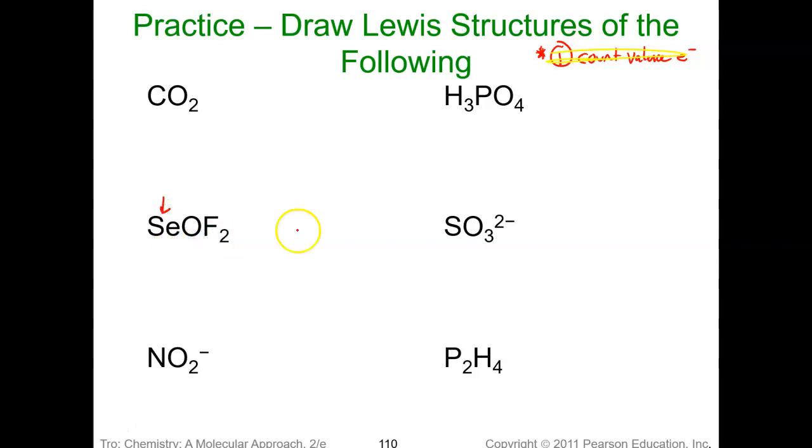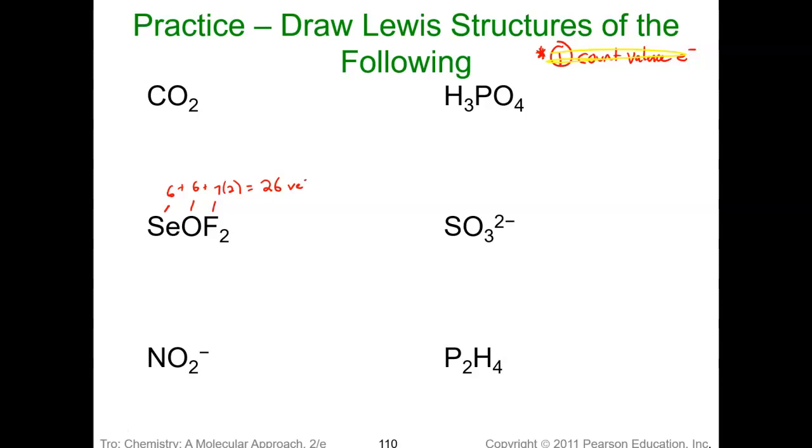Se is. So when we do this, first let's count our valence electrons. What group is Se in? Se is in group 6, so it has 6. Oxygen's in group 6. Fluorine is in group 7, and there's 2 of them. We add all of these up, and we get 26 valence electrons. That's our step 1.